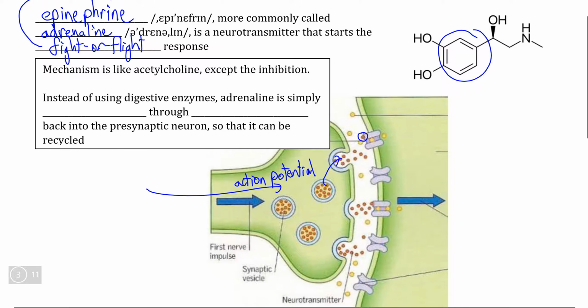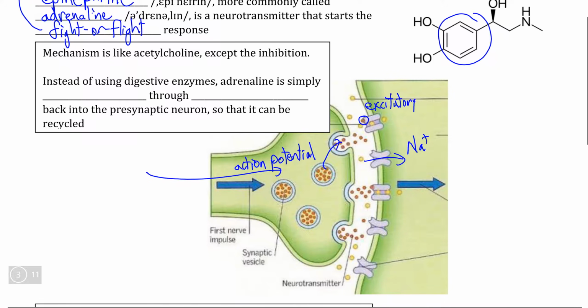Now, just like acetylcholine, adrenaline is a very excitatory neurotransmitter, meaning that it causes the voltage-gated sodium channels on the postsynaptic neuron to open up, resulting in an increased flow of sodium ions into the postsynaptic neuron, thereby spreading action potential to the next neuron. The only difference, as mentioned before, is the way that adrenaline is actually suppressed.